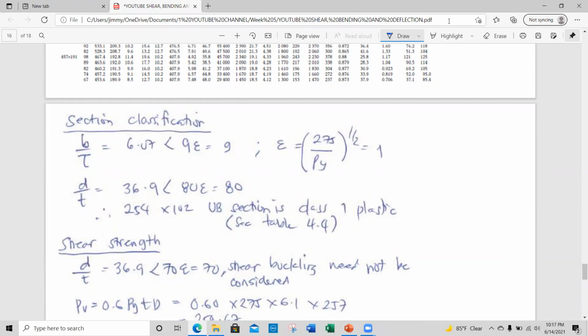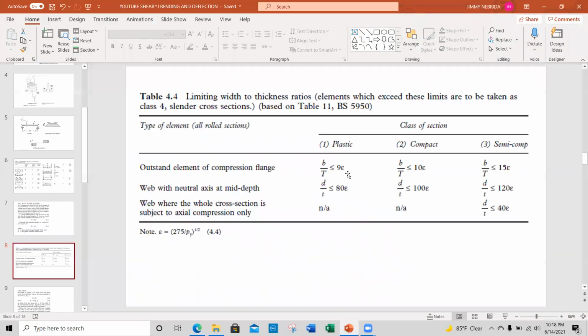Take note that we have this value equivalent to 1, because this is just the same as 275, so we can get here 1. So this is less than 9, this is less than 80, and it satisfies class 1 plastic. See, this is class 1 plastic.